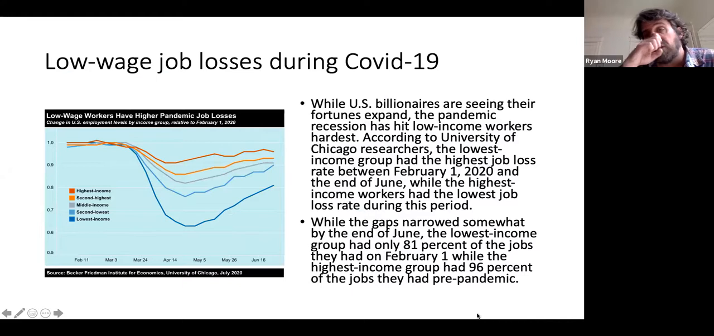And likewise with job losses, basically, the lower your income, the more likely it was that you lost your job during COVID. That's basically what this chart is saying. The highest job loss rate in the first few months of the pandemic, when millions of people lost their jobs and were thrown into really severe hardship. It's one of these things where the lower your income and the worse your job was, the more likely you were to lose it.